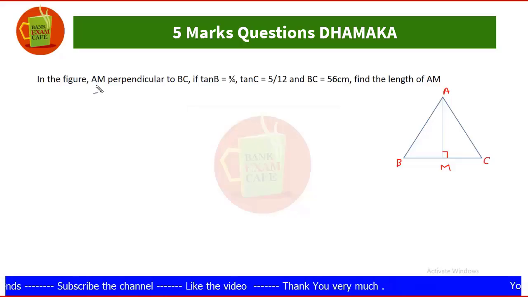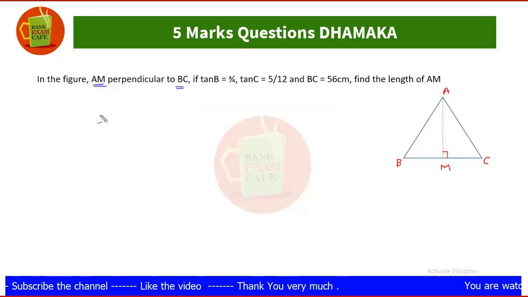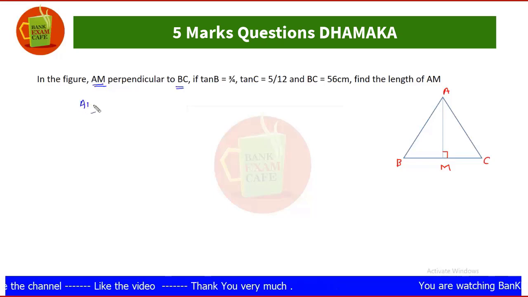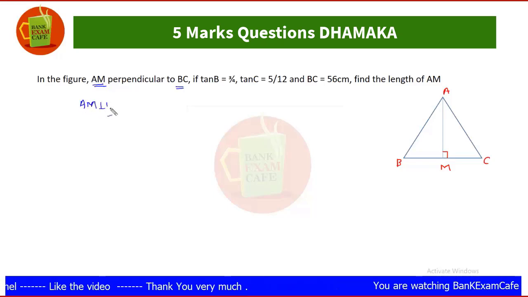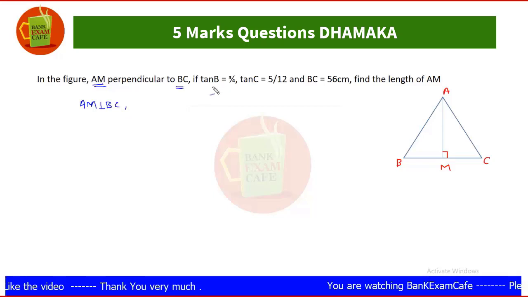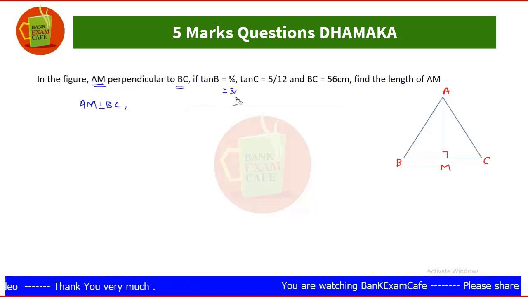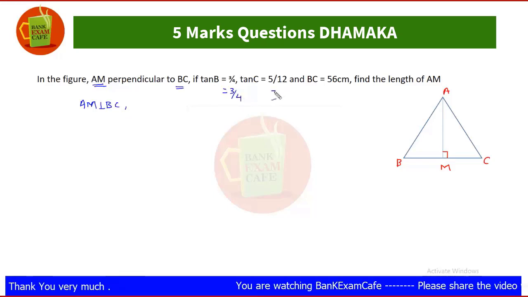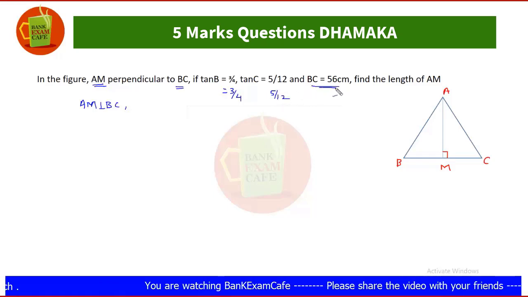In the figure, AM is perpendicular to BC. It is given that AM is perpendicular to BC. If tan B is equal to 3 by 4, tan C is equal to 5 by 12 and BC is equal to 56 centimeter, then find AM.